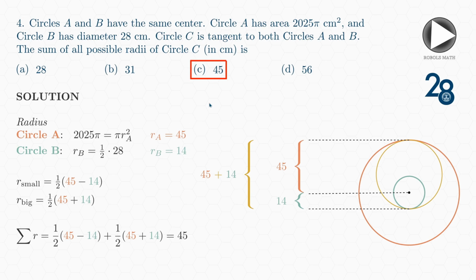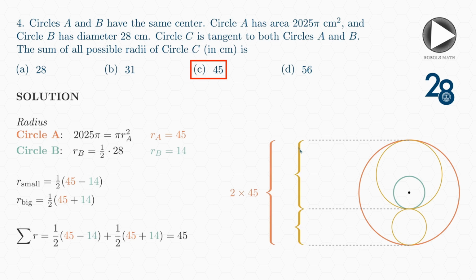I'm not sure if you've noticed, but there's an easier way to do this without actually looking at the radius of the individual circles. If we just step back a bit and draw the two circles, we note that the sum of the diameters of these two circles is just equal to the diameter of the red circle or the orange circle. So this total distance right here should be equal to 2 times 45.